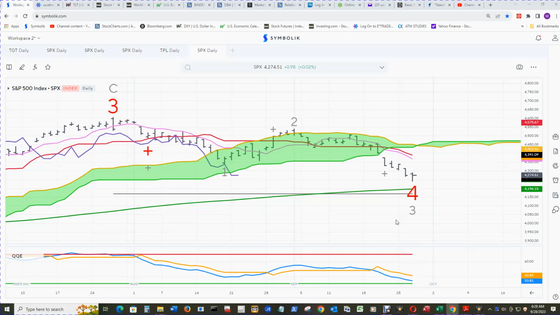The S&P 500 daily cloud chart shows the lagging line 26 bars back, close to hitting the bottom of the cloud, 4305.29, and there's really nothing in between price and that level back here.